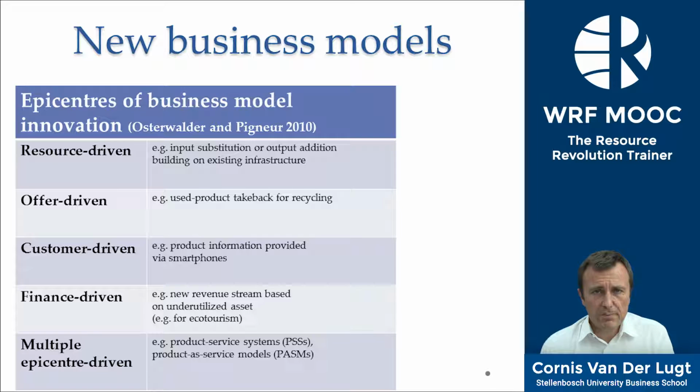And then looking at the other epicenters, we've highlighted their environment-related considerations that apply in all of them, and it goes down to the level of the multiple epicenter-driven business model innovation. An example of which may be your exploration of new approaches to product service systems.